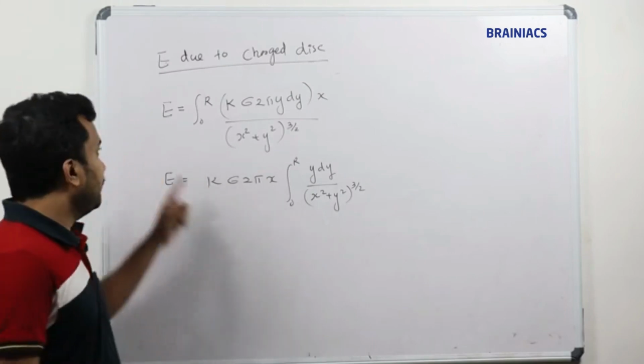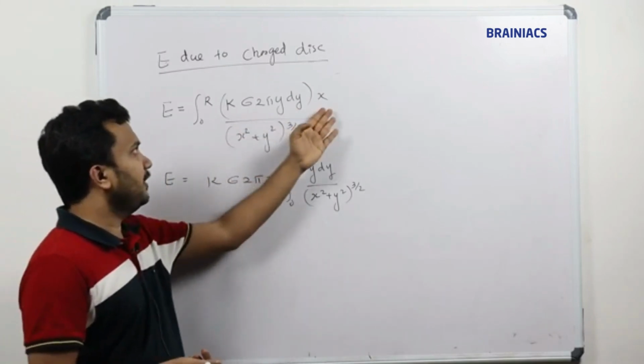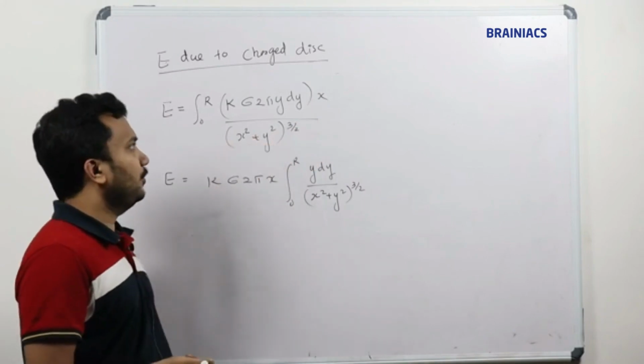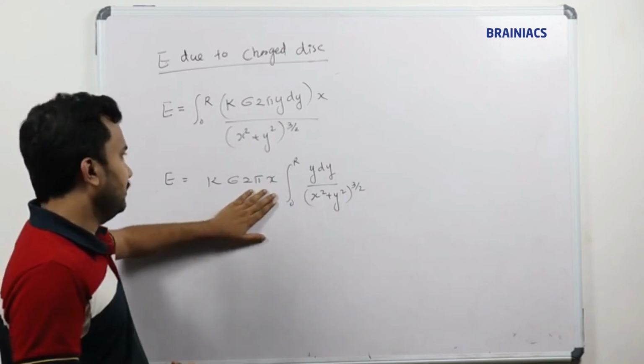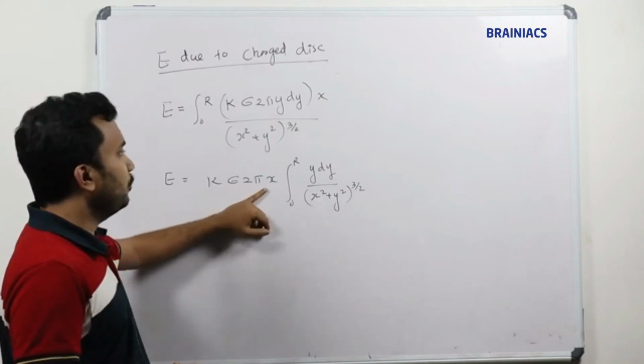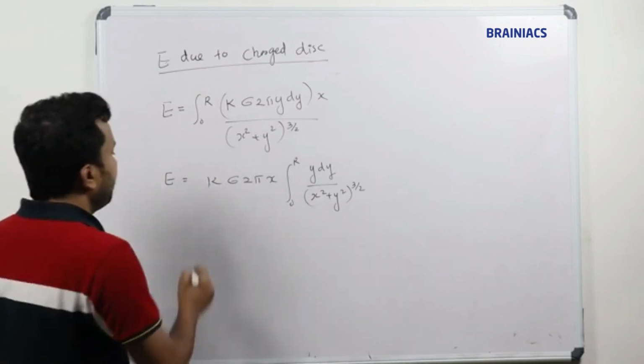So let's continue. I have separated E equal to the integral from 0 to r of k times sigma 2 pi y dy divided by (x square plus y square) whole power 3 by 2. So 0 to 2 pi k sigma 2 pi x is a common term, take it out of the integration, and here we need to integrate the remaining factor.